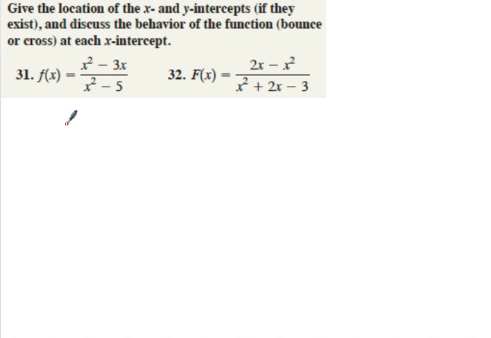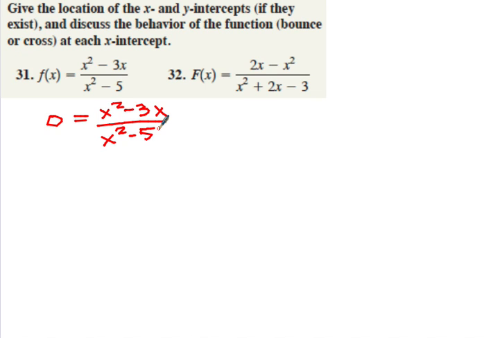Plug in 0 for y. Excellent. So even if it looks kind of weird like this, you're still just plugging in 0 for y. And so we have 0 equals this x squared minus 3x all over our x squared minus 5. What's my first step? How am I going to try to solve for x? Josh? So we're basically going to try to get rid of this denominator, right? So what do we want to do?